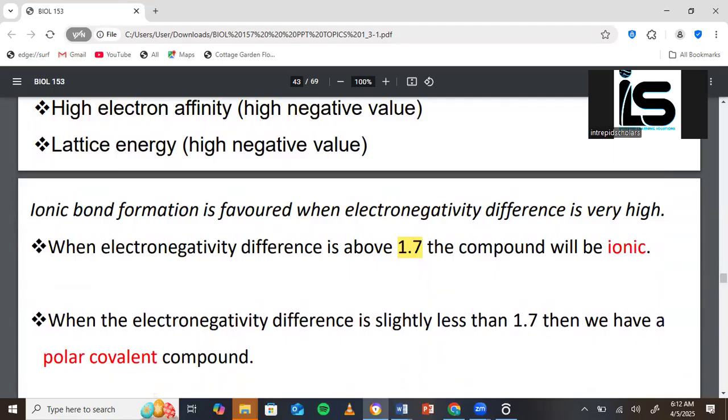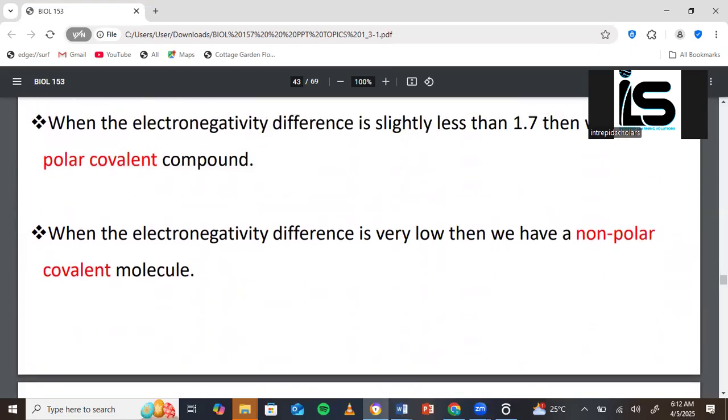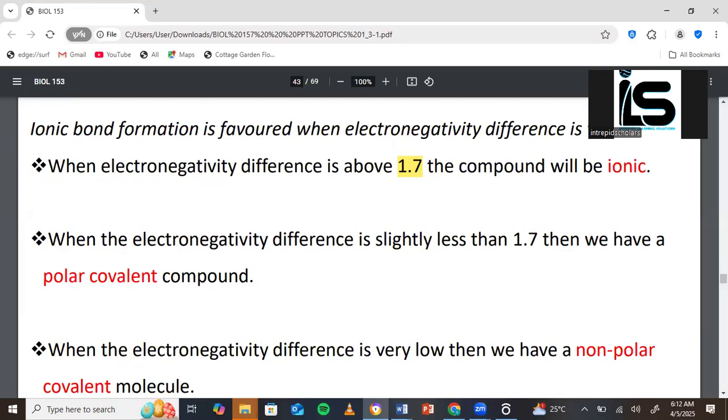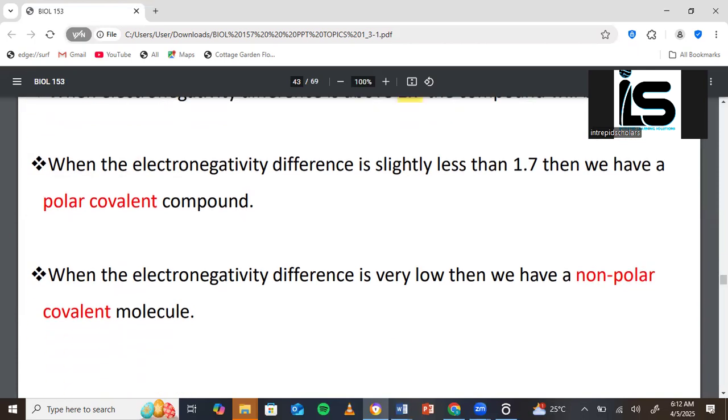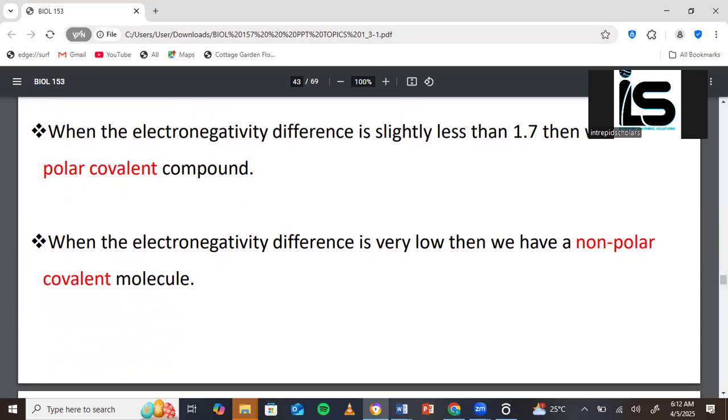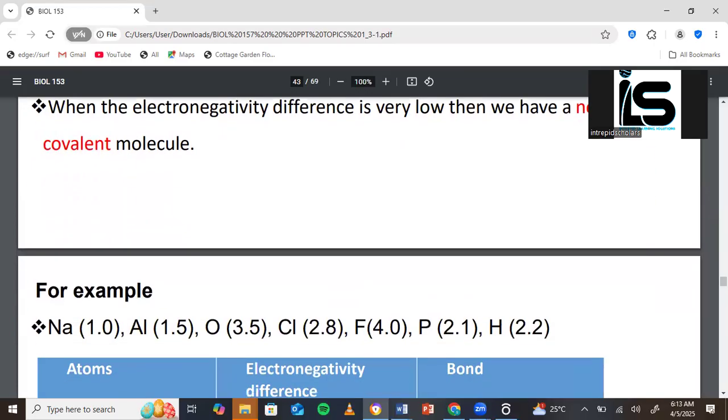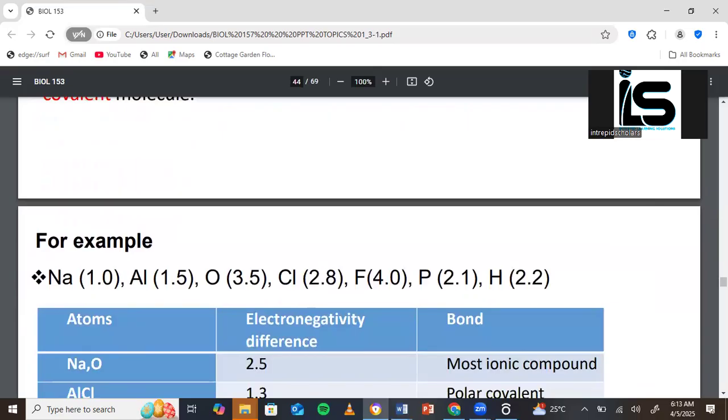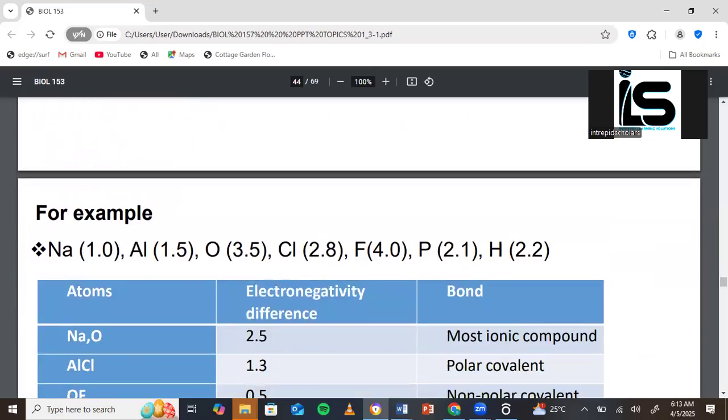Now, ionic bond formation is favored when the electronegativity difference is very high, right? When the electronegativity difference between the atoms in play is greater than 1.7, then we are looking at that compound being an ionic compound. Very important. Now, when it's slightly less than 1.7, then we have a polar covalent compound, a covalent compound which is polar, right? And if we have the difference in electronegativity very, very low, then we have a non-polar covalent compound. We'll talk about all these, the polar and non-polar covalent compounds.